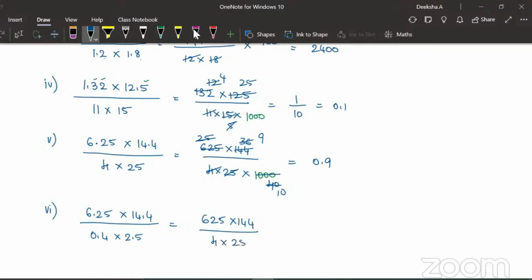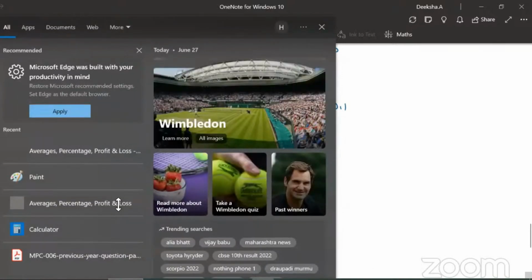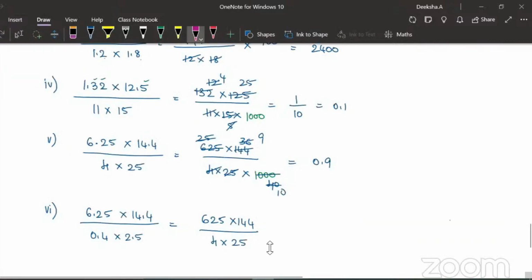Now, count the number of decimal digits in the numerator and in the denominator separately. Here I have 1, 2, 3, right? 3 digits are there here. And here I have 1 and 2, 2 digits are there. Whichever side has fewer digits, the difference between these two, which is only 1, gives the zeros. Now you can get the answer.